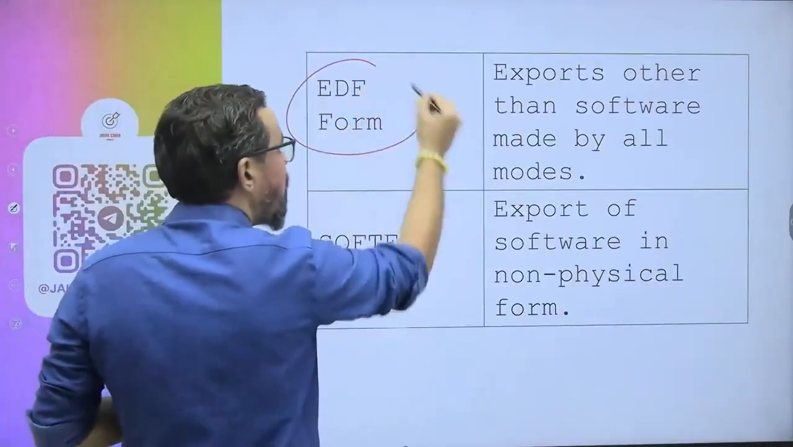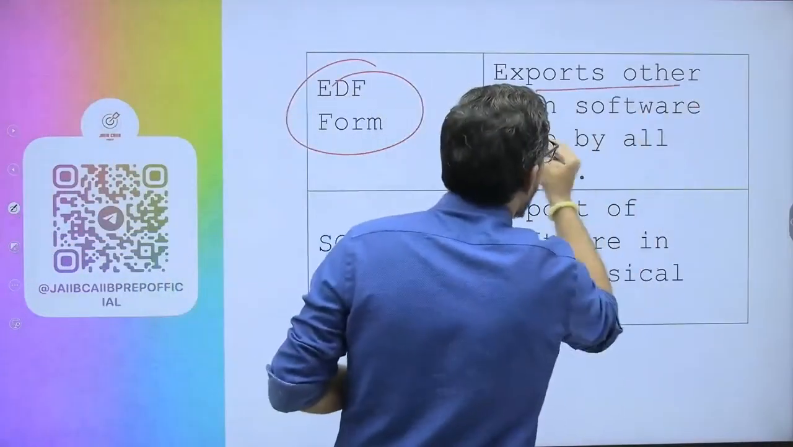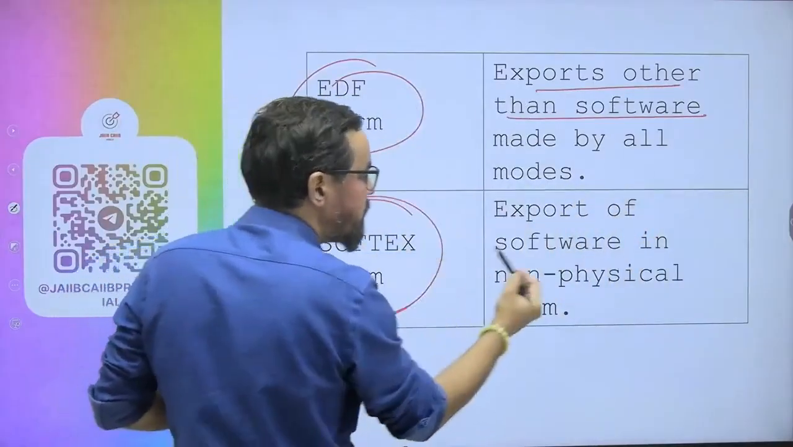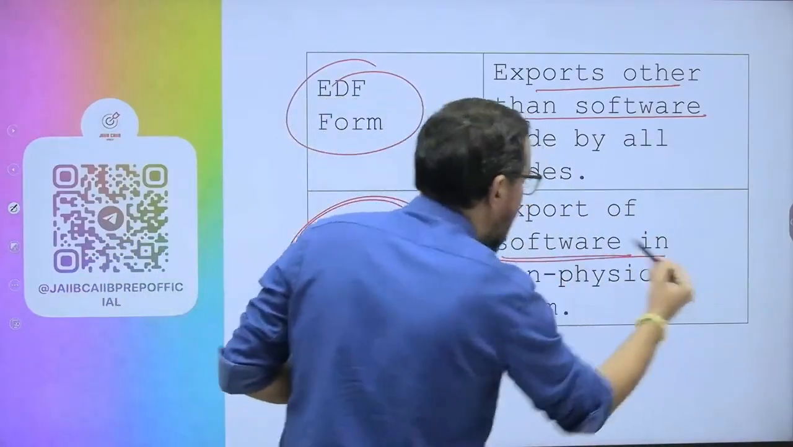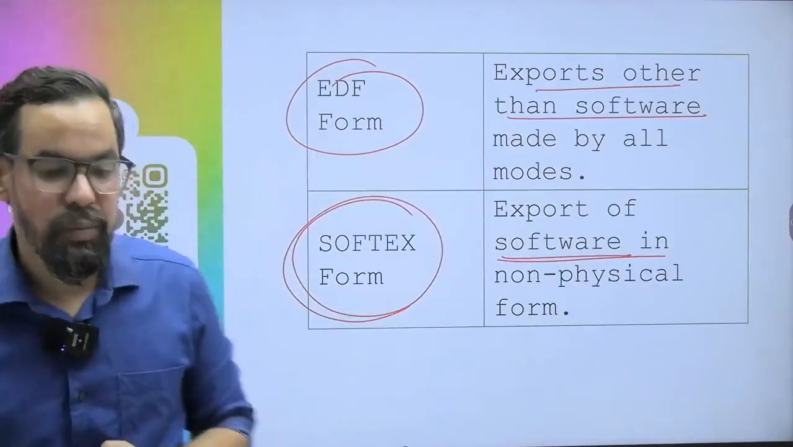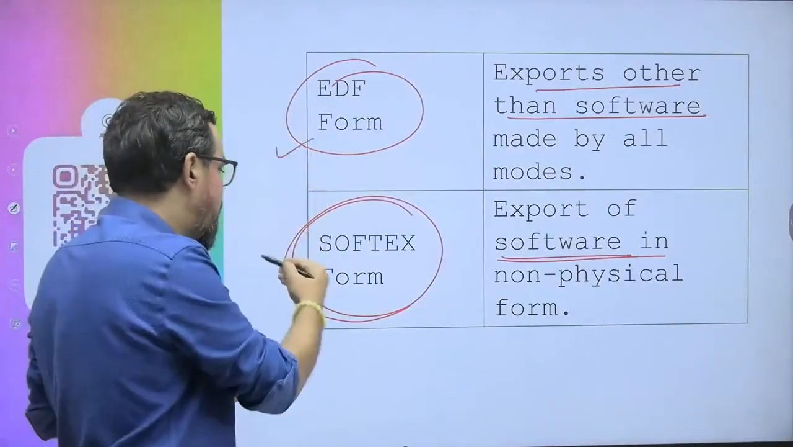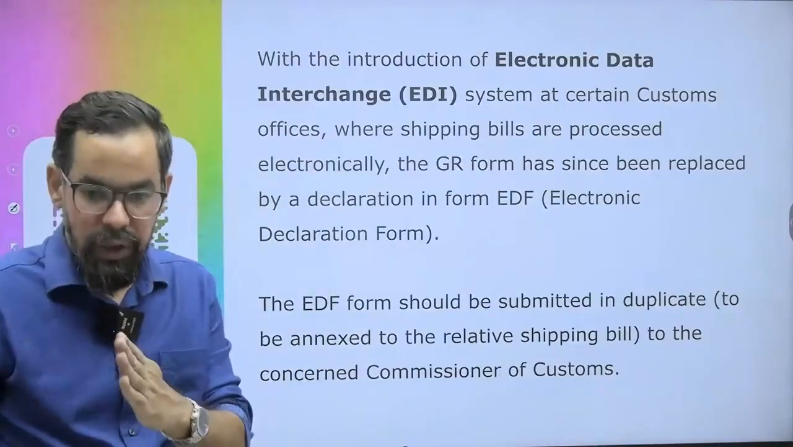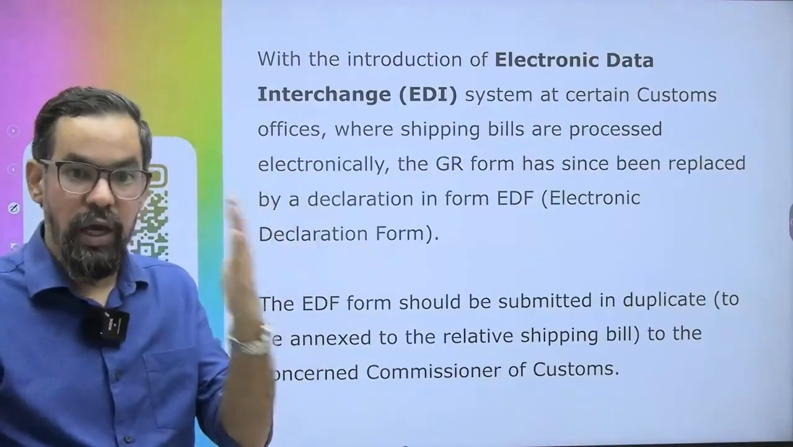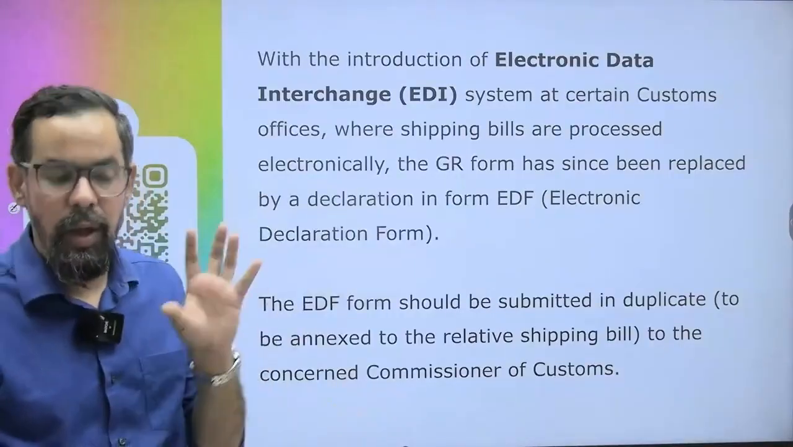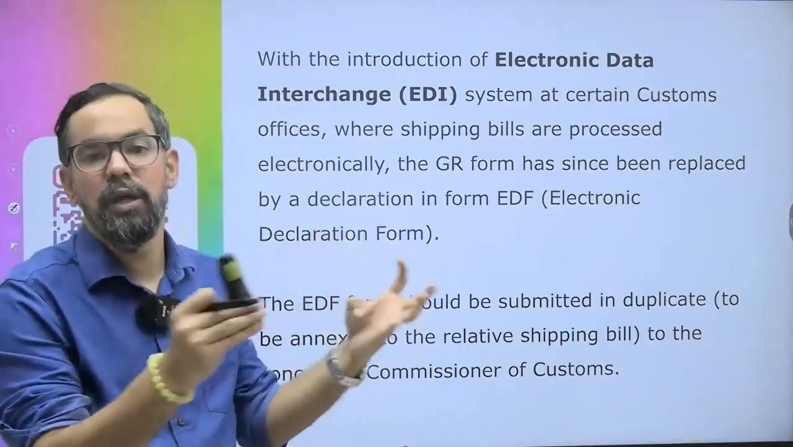So EDF form is for exports other than software made by all modes, and Softex is what we generally use for the export of software, okay, non-physical basis. So they are generally categorized in this one. Please do remember these two forms and their uses also, okay. It is similar to your form A2 or form ODI or form ECB. So these are similar, but the purpose of each particular one is different.